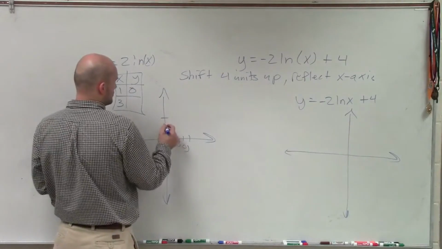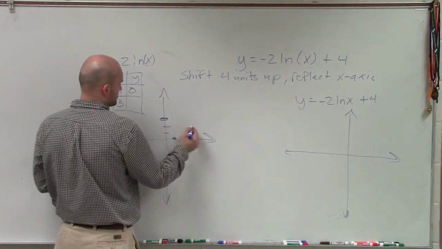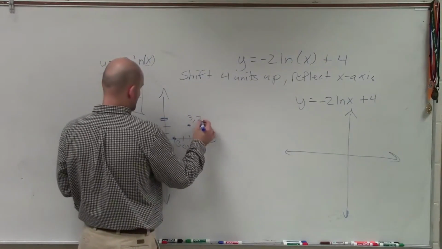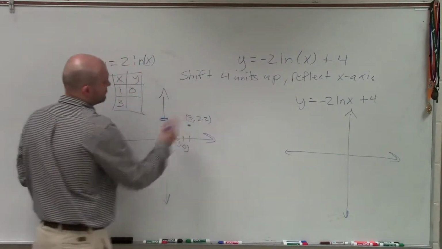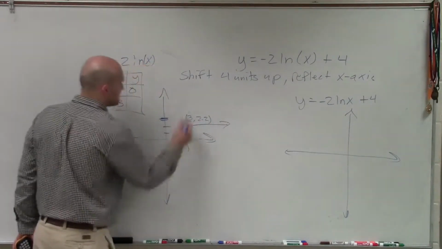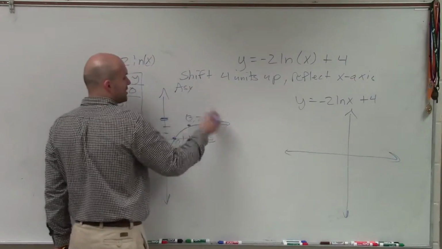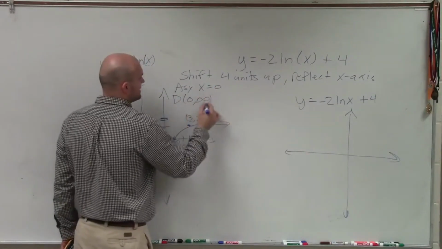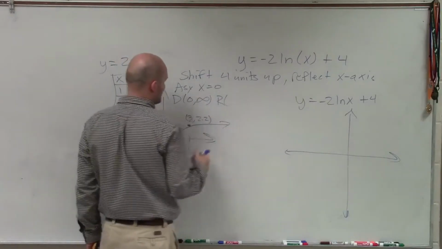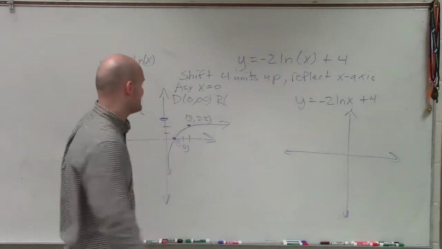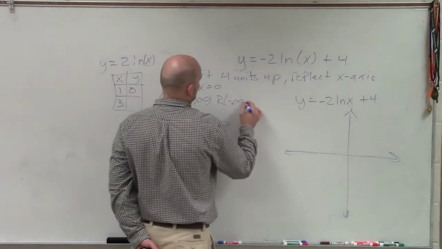So at 3, 2.2. All right. And again, this is an approximation of the point. But you can see my graph is going to look something like that, where my asymptote for the parent graph is going to be x equals 0, where my domain is from 0 to infinity, and my range is going to be from negative infinity to infinity.